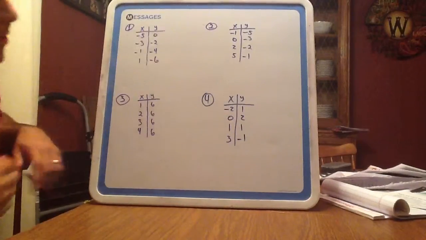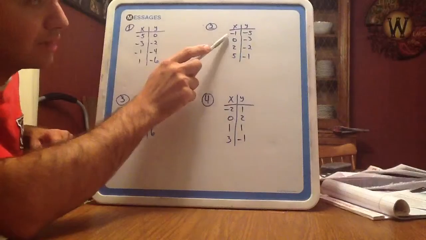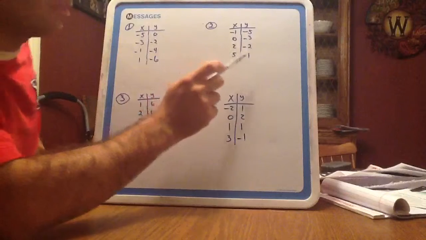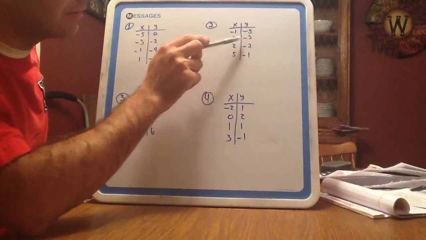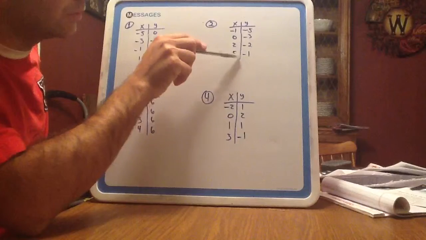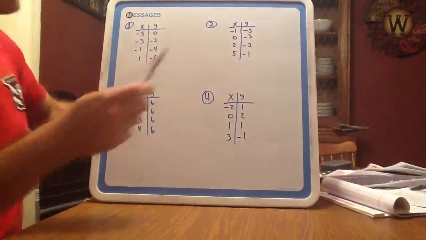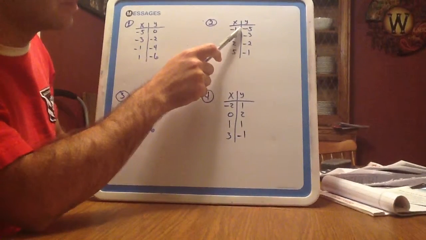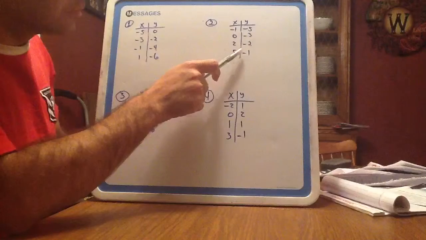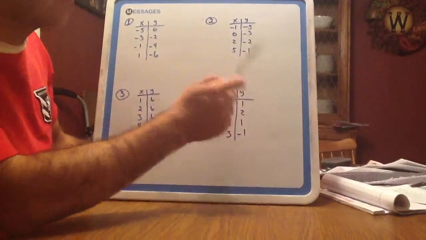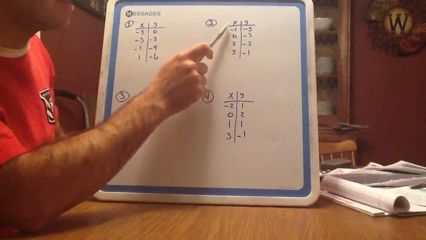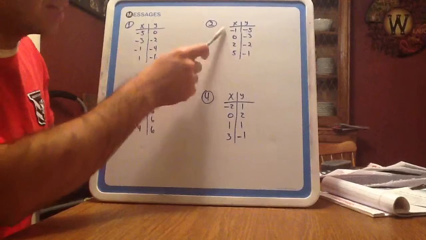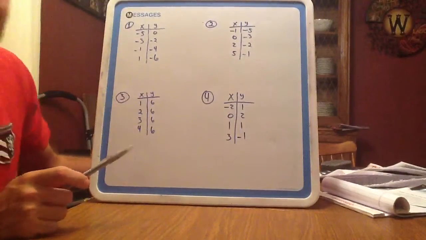Over here on number 2, the x value is getting bigger: -1, 0, 2, and 5. What's happening to the y value? -5, -3, -2, and -1. It's actually increasing. Remember, with your negatives, it's kind of flip-flop. The smaller the negative number, the bigger the number, the greater the value of it actually is. So as x gets greater, y gets greater. And as x gets less, y gets less. So that's what you would answer on that one.